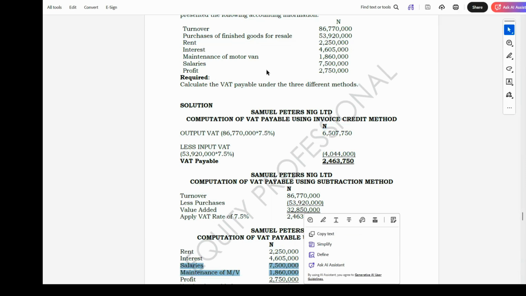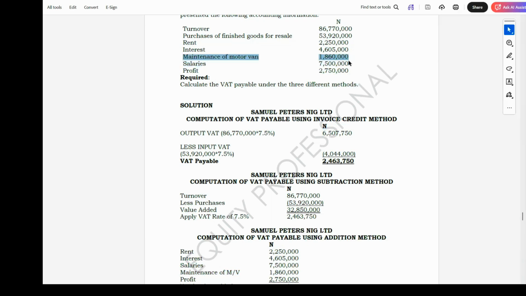Then we also have maintenance of motor vehicle. Which factor of production is going to engage in that maintenance of motor vehicle? It is the entrepreneur. The entrepreneur is the owner of the business, the one-man business, and is the one that is going to engage in that activity of maintenance. So it is the reward for the entrepreneur. Then we also have profit. Which factor of production gets profit? Entrepreneur. So you add up all this reward together.